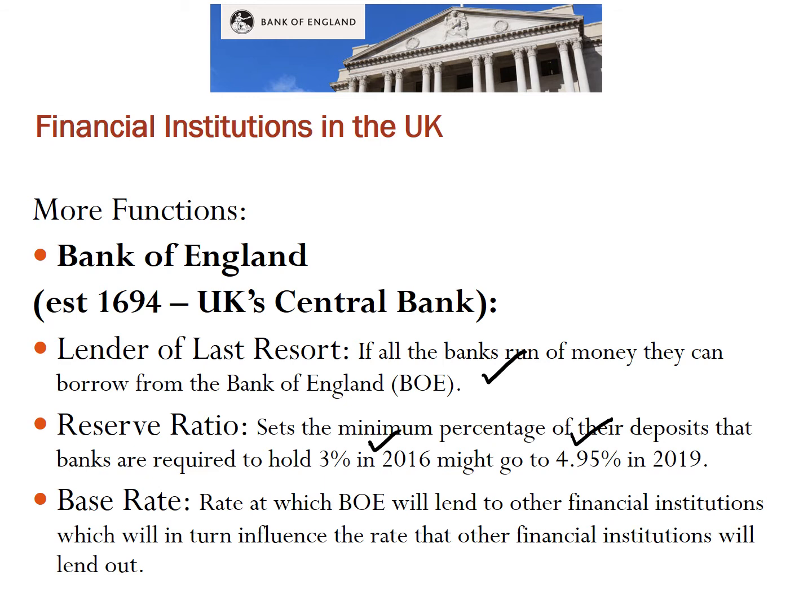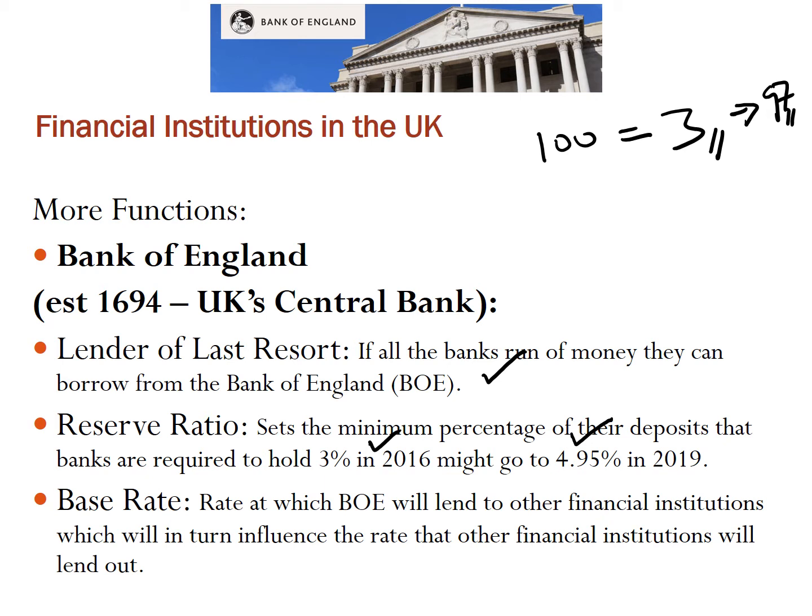It might go up to 4.95% in 2019. Okay, so that means that, for instance, if you take £100 into your bank, the bank must keep £3 in their reserves, and they can give out £97. Okay, you can loan this out, you could give it out to somebody else who wants it. Okay, but they have to have £3 for every £100 right now.